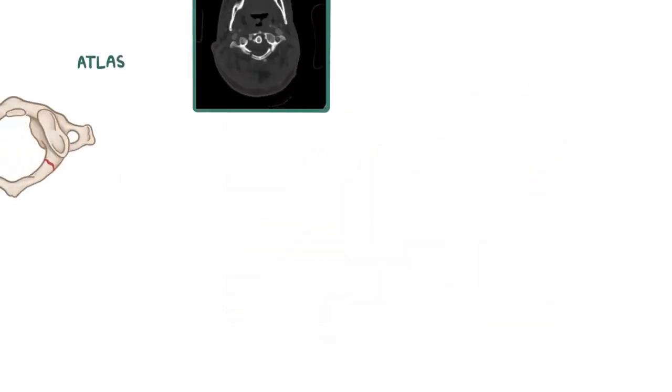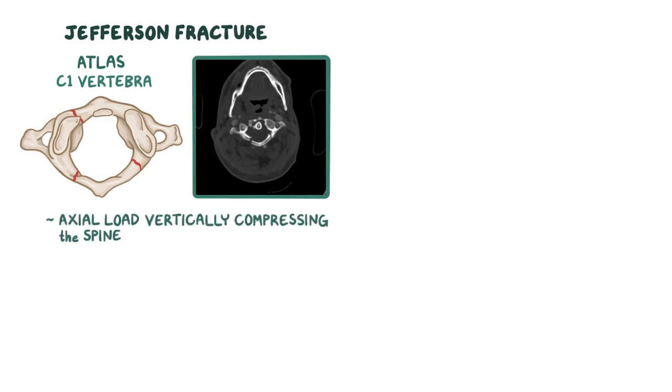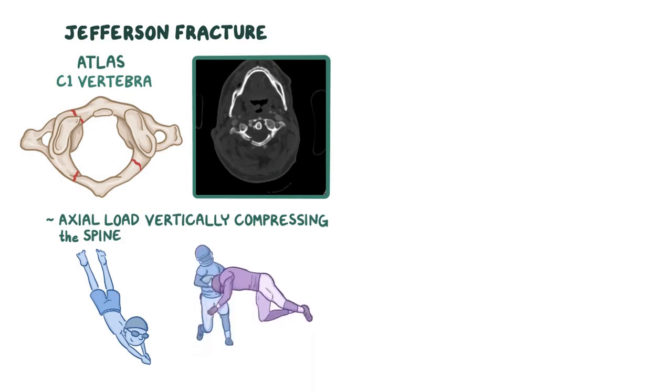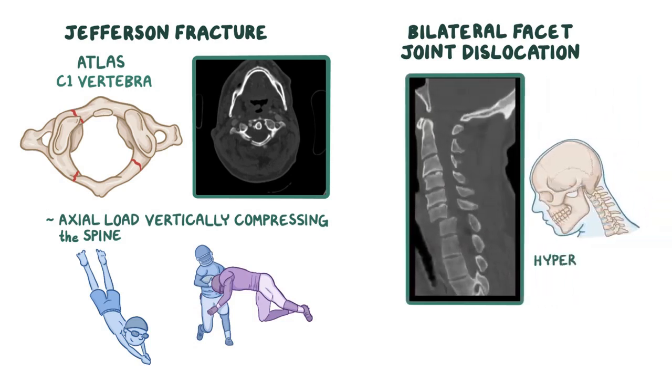Fracture of the atlas, or the C1 vertebrae, is called a Jefferson fracture, and results from an axial load vertically compressing the spine, such as a diver diving in head first, or a football player spearing another. Bilateral facet joint dislocation is also an unstable cervical spine injury that results from hyperflexion of the spine.